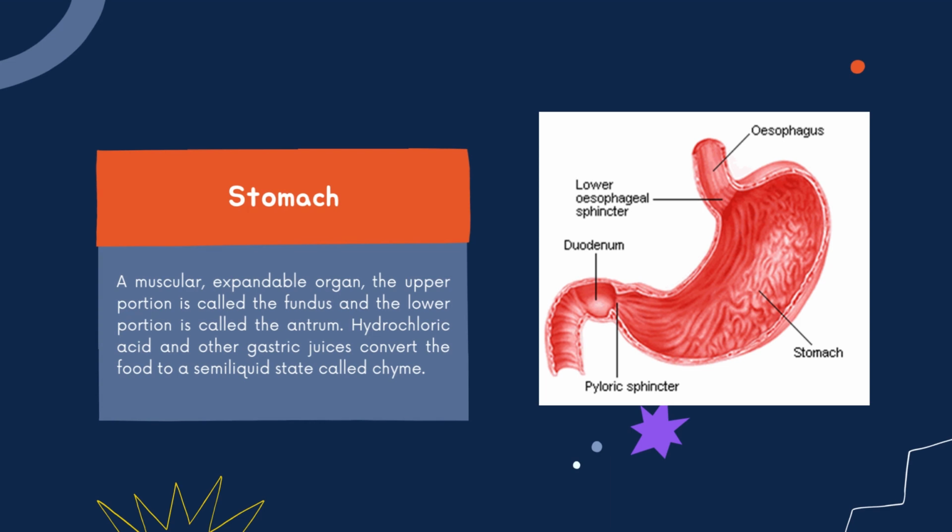Next, we have the stomach, a muscular expandable organ. The upper portion is called the fundus, and the lower portion is called the antrum. Hydrochloric acid and other gastric juices convert the food to a semi-liquid state called chyme.